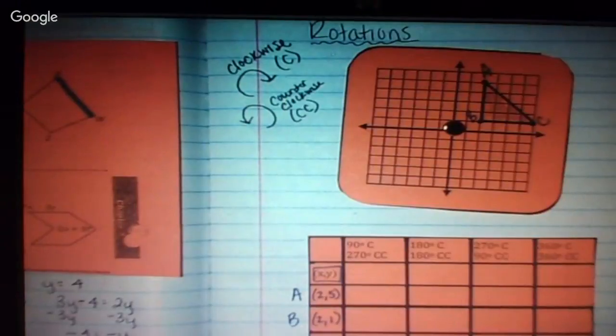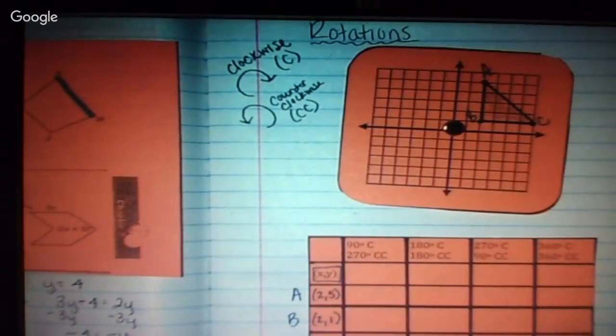Okay? If you ever forget, there is a lovely clock in the front of the room that will never disappear. The way the hands rotate is clockwise, and the opposite way is counterclockwise. Use the things in the room to help you.